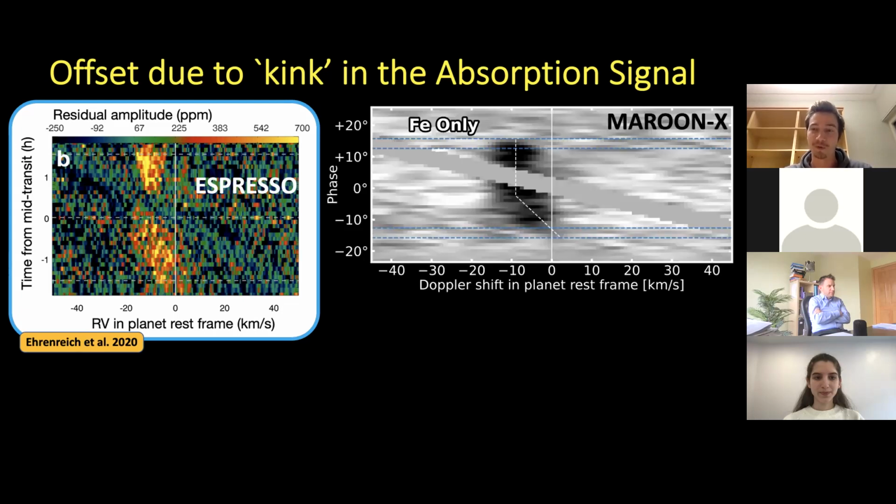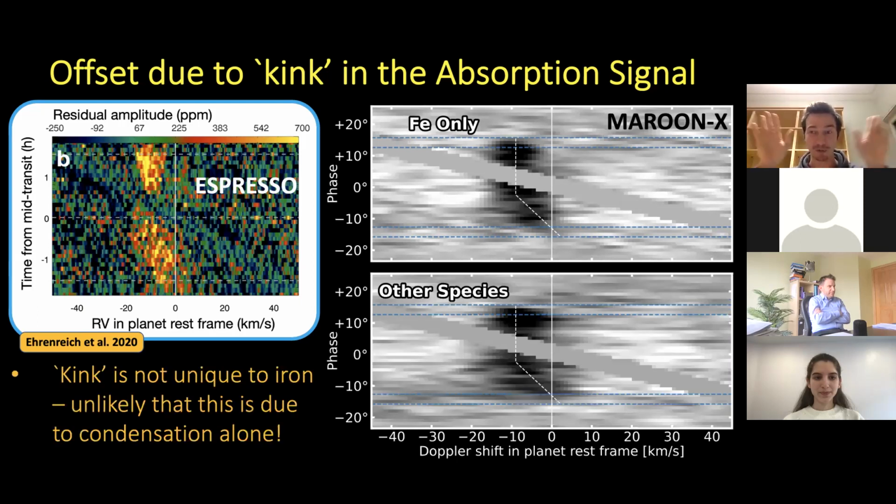Now, with the Maroon-X data, we were actually able to confirm this result when I show also the Doppler shift as a function of phase or time. We can see the iron signal evolving into this kink-like thing. And this was originally interpreted as iron condensing out as the planet rotates. But if you also noticed, the other species seem to also be offset from the expected value. And when we did this plot using all of the other species, not including iron, we see that we also found a kink. So the original hypothesis that the kink-like behavior is due to iron condensing out of the atmosphere, well, it may not be so correct after all if we're seeing this for all of the other species. So it might be an independent process, such as clouds on one side of the atmosphere, that is causing this kink.